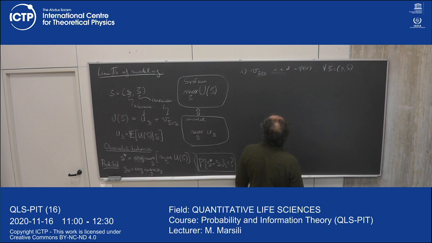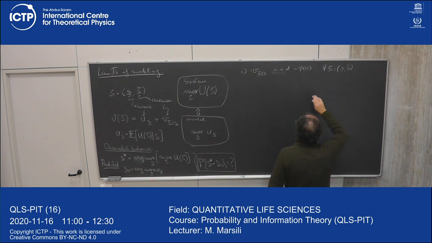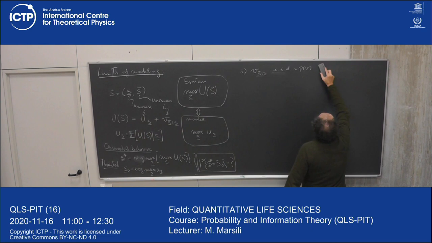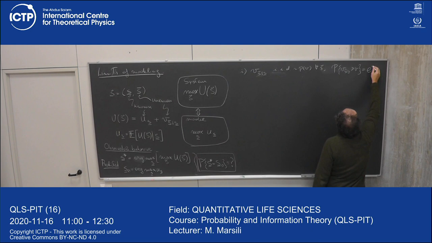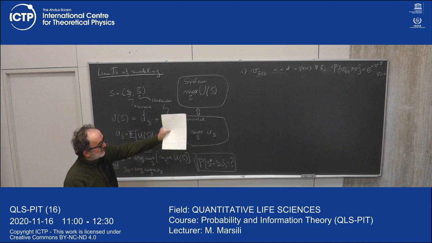So the only thing I know is this probability distribution, in particular, I'm going to assume, let me write it here, this is for all S, and I'm going to assume that the probability that V of S is larger than V is equal to e to the minus V to the gamma, okay, with V which is positive. All these V's are positive and they have this cumulative distribution, okay?